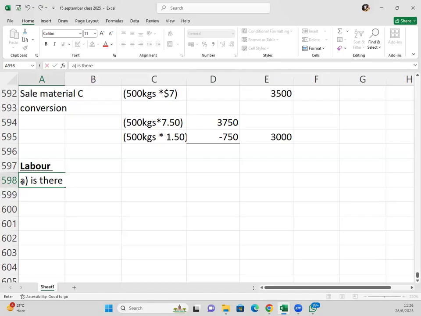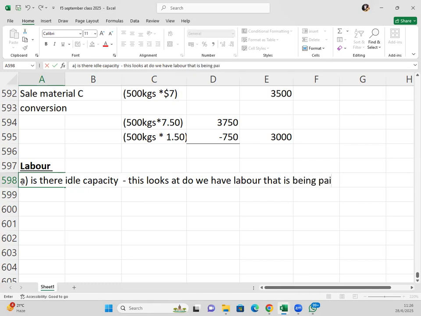Is there idle capacity? We are looking at whether we have labor that is being paid for hours that they are not working.